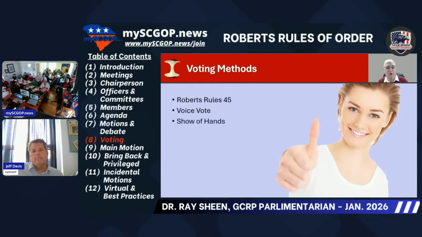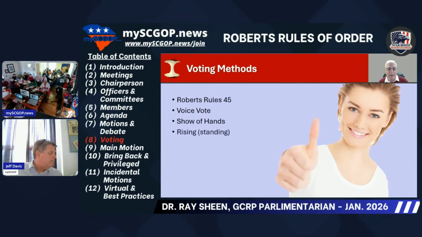Most of the other voting methods consist of some type of a physical vote. One of these is a show of hands. This is typically done with small groups. The chairperson calls for a show of hands of those who support the motion and those who are against the motion. The chairman counts each group and then declares the winner.